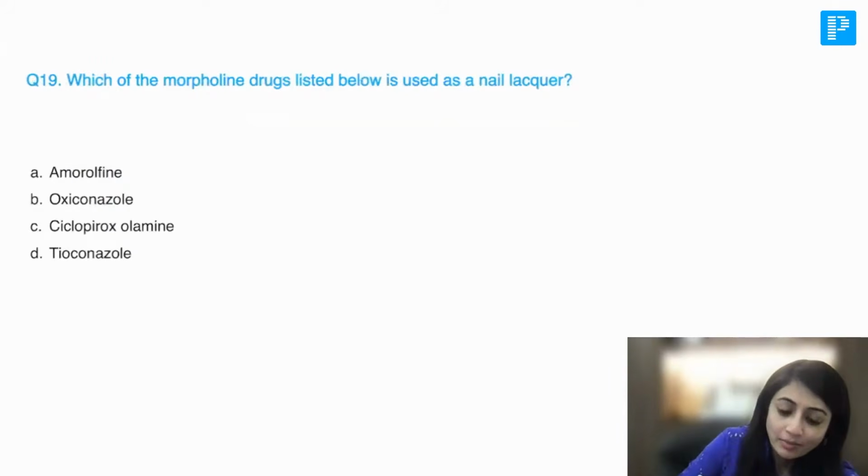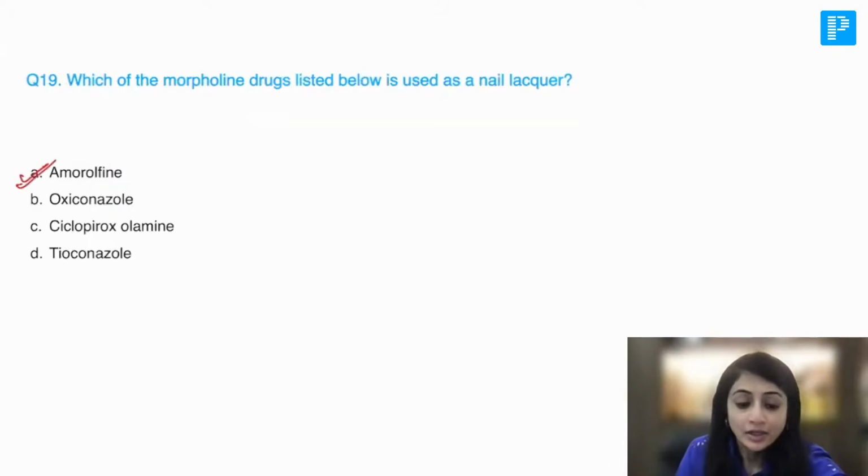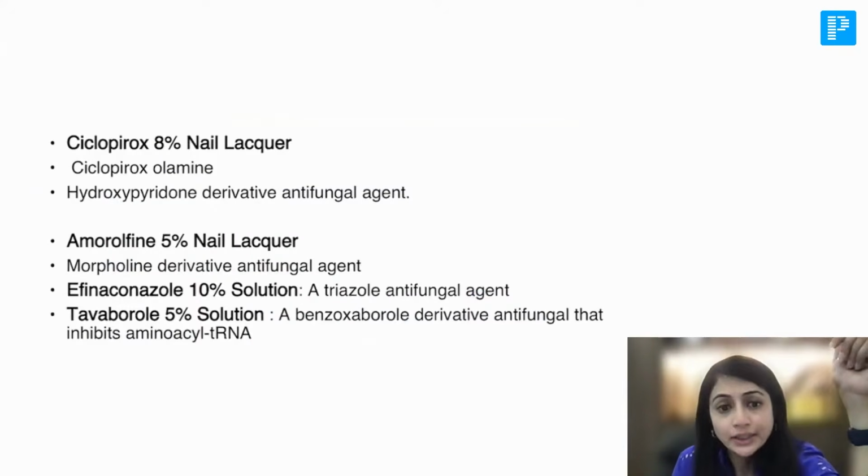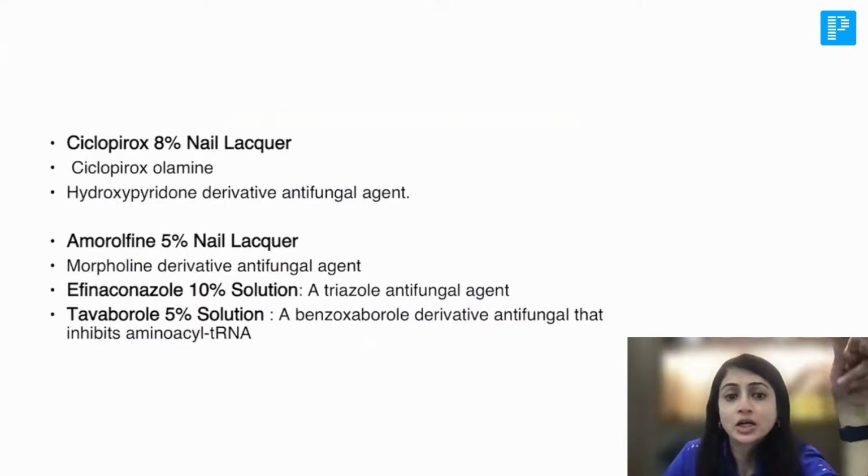So yes, amorolfine is the nail lacquer from the morpholine group of drugs. So we use the following nail lacquers. There is ciclopirox nail lacquer, which is a hydroxypyridone derivative. You have amorolfine nail lacquer, which is a morpholine derivative, and we have two more nail lacquers now, efinaconazole, which is a triazole antifungal, and tavaborole, which is a benzoxaborole derivative.